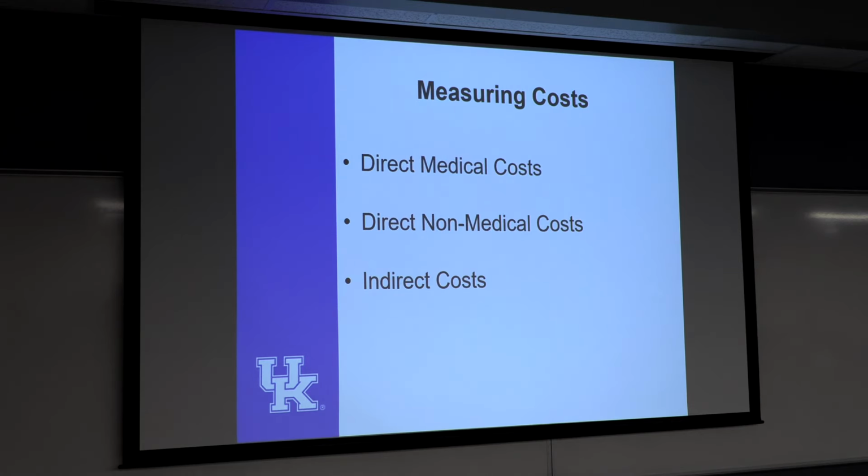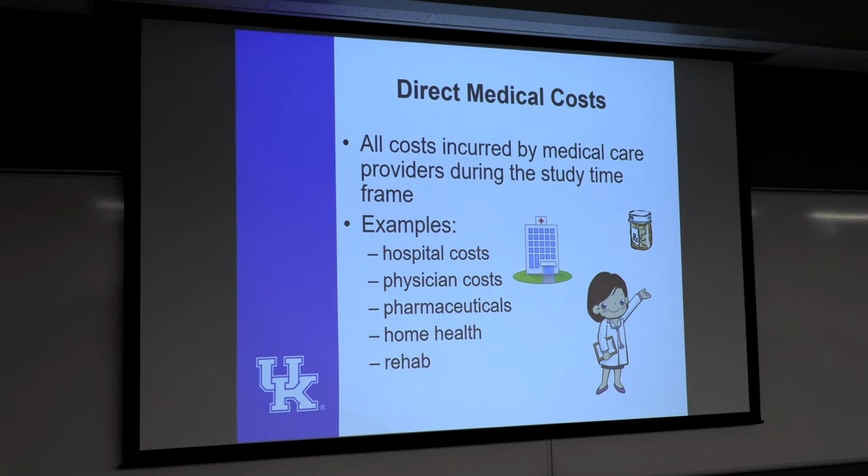Okay, so we're going to start at the very bottom. How do you measure costs? Well, what kind of costs are we talking about? First, and what most people think about, direct medical costs. But we're also going to talk about two other types of costs. What are direct medical costs? They're exactly what they sound like. Not rocket science, okay? All costs incurred by medical care providers during the study time frame.